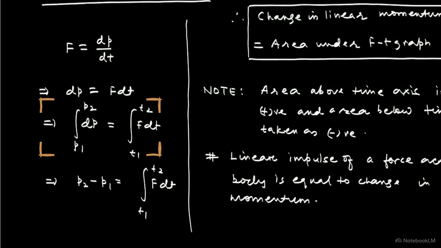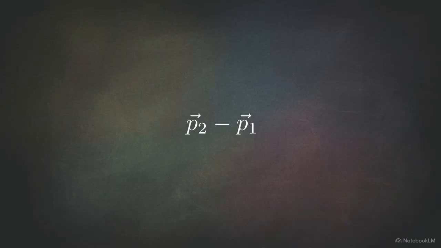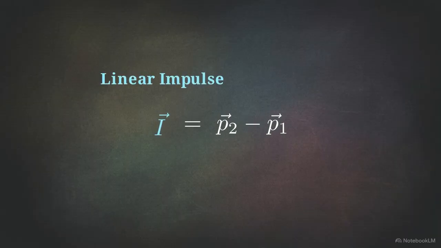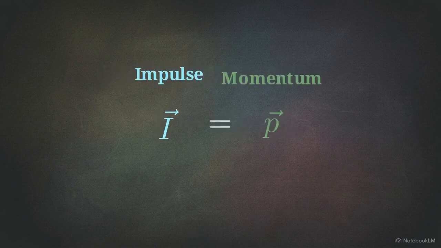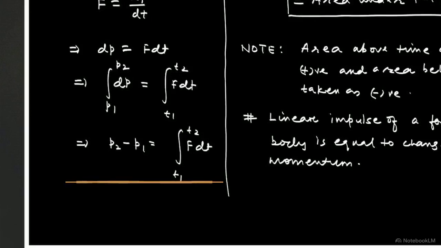Then we take the integral of both sides across a specific time window. That mathematical step gives us our final state, p2 minus p1. That final change in momentum is what we call linear impulse. It is crucial to understand that impulse is not momentum itself. Rather, it is the exact measurement of how much an external force altered an object's state of motion over a specific window of time.